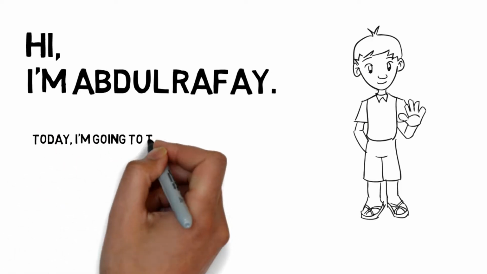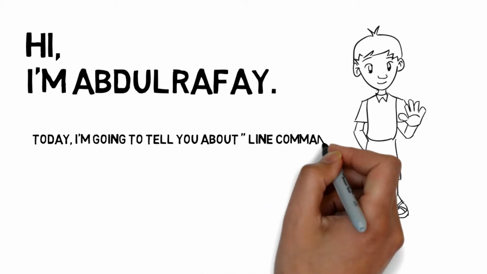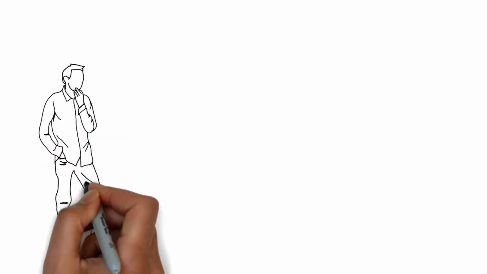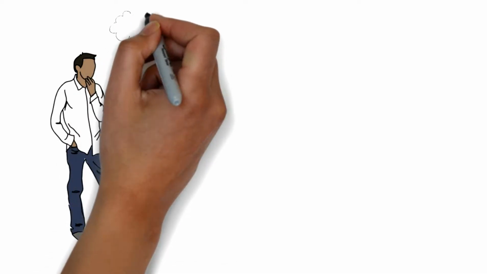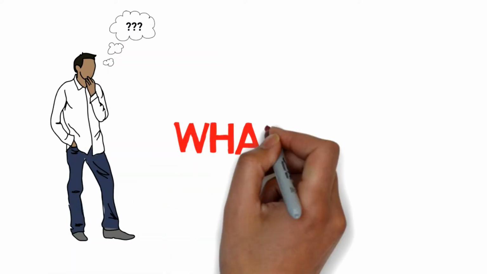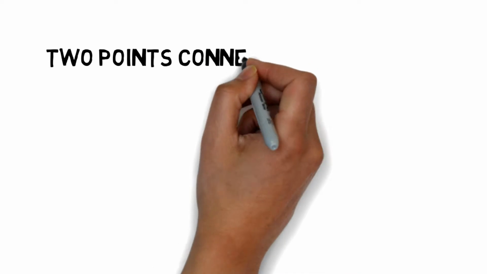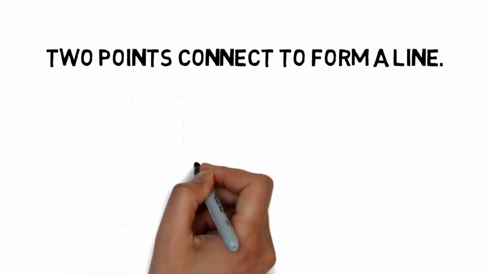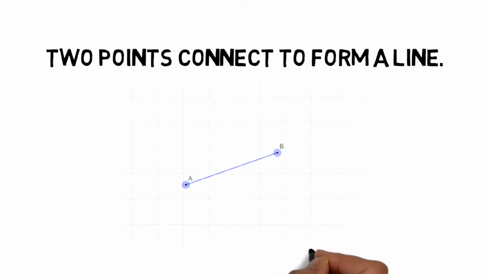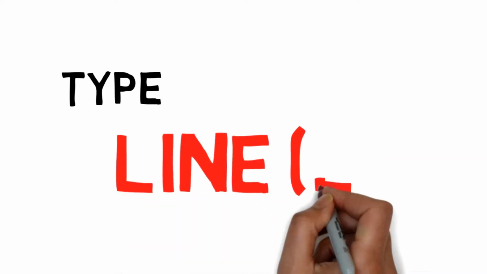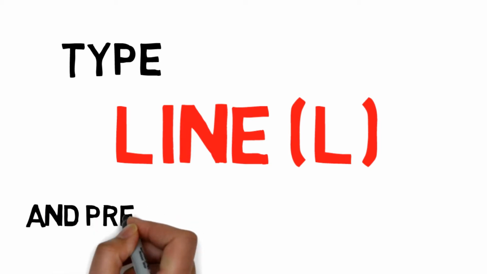Today I am going to tell you about the line command in AutoCAD. My friend Nacha has some questions. What is a line? The answer is that two points connect to form a line. As you can see, two points A and B are connected to form a line. Type line or L and press enter for the line command.